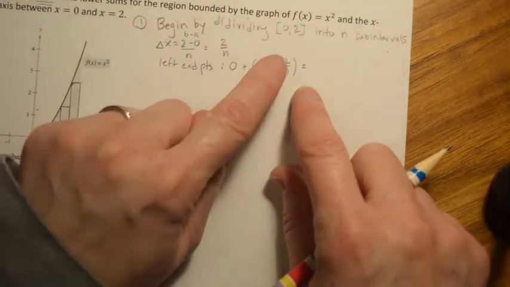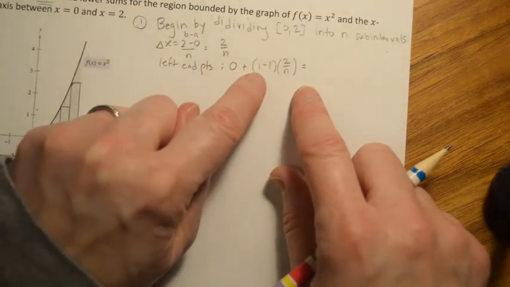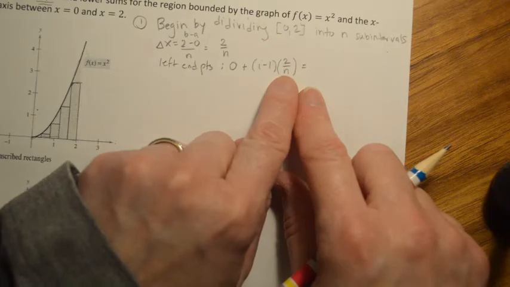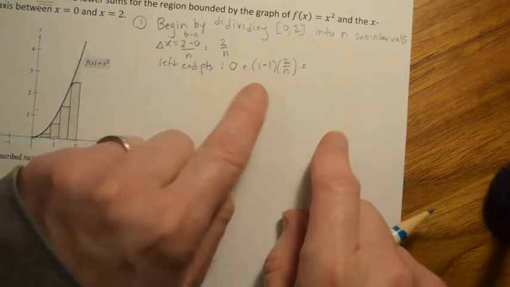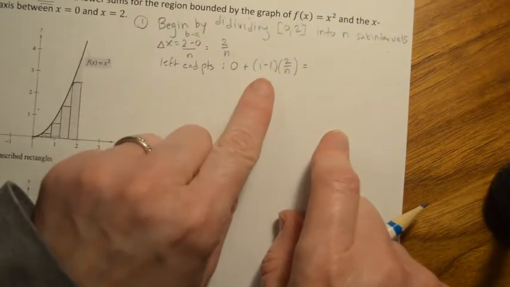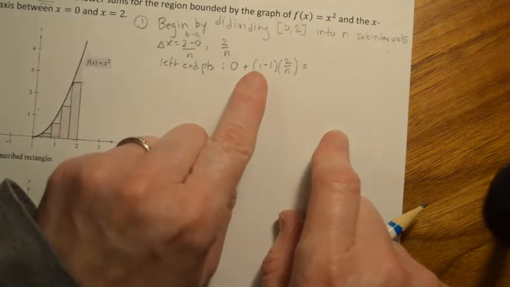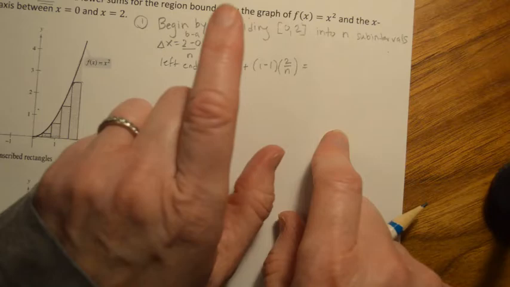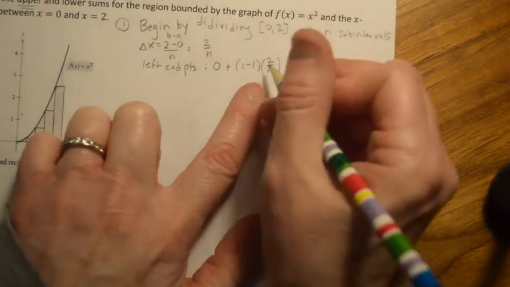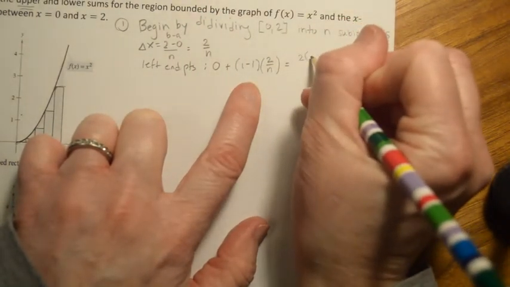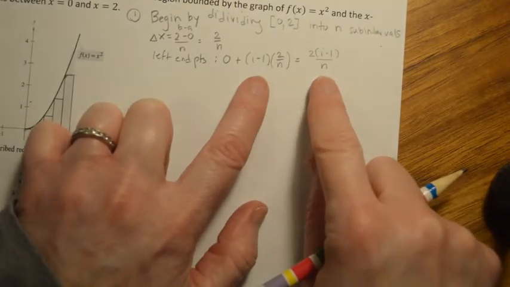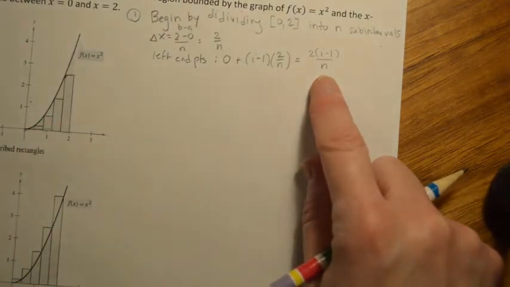If you did i times 2 over n, then as we went from 1 to n, our first one would be 1, which would give us 2 over n, and that's to the right. We want to end up at 0 the first time. So if we put in 1 here, we get 1 minus 1, which is 0, so we're going to end up at 0. Okay, so if we multiply that out, we get 2 times i minus 1 over n. So this is the set of all our left endpoints.